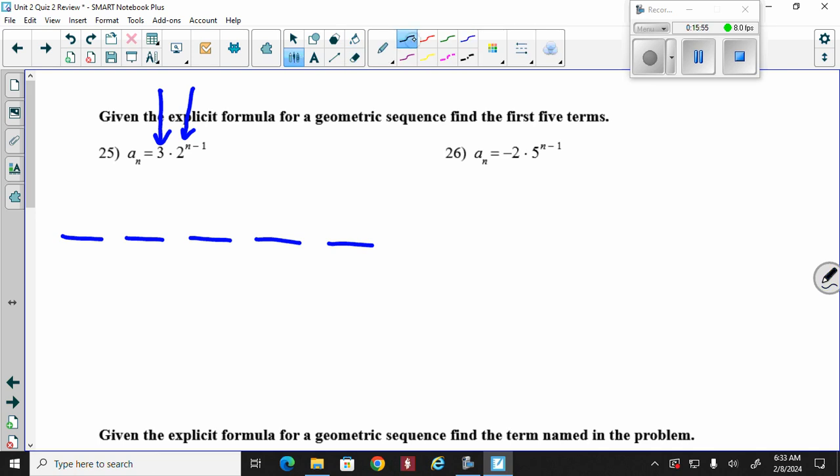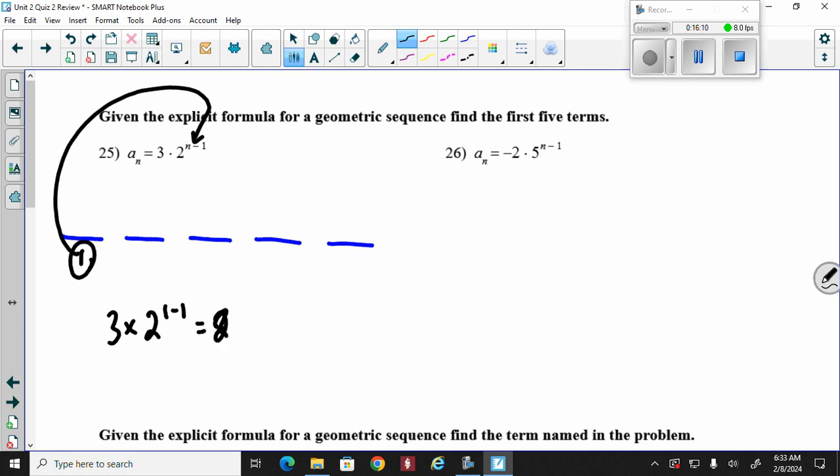You're looking for your first term, so you can always plug a 1 into n to figure it out. So 3 times 2 to the 1 minus 1 power, when you do the math, ends up being 3. So either way, you're going to figure it out, either by just knowing what the formula is or just plugging the information in.